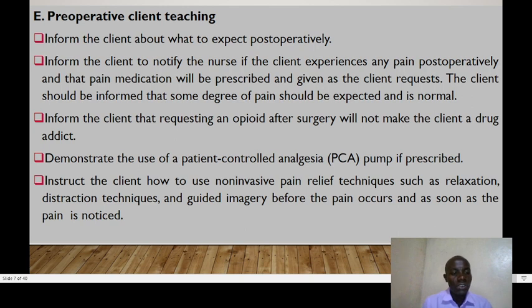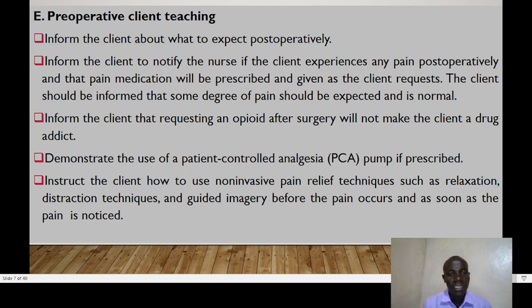Preoperative client teaching: you need to inform the client about what to expect post-operatively. You need to inform the client to notify the nurse if the client experiences any pain post-operatively, and the pain medication will be prescribed and given as the client requests. The client should be informed that some degree of pain should be expected, and this is a normal finding.